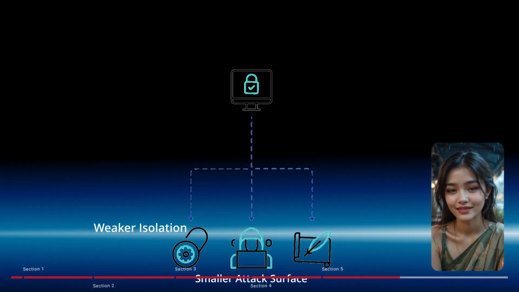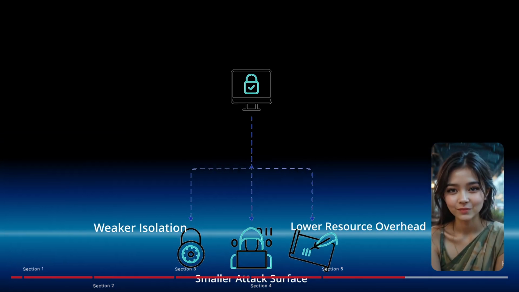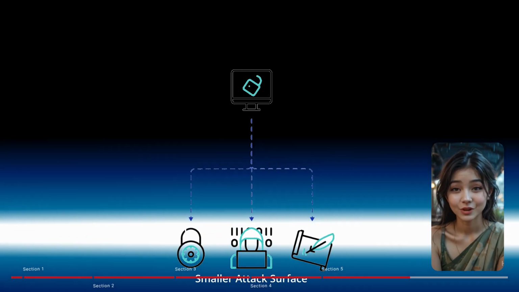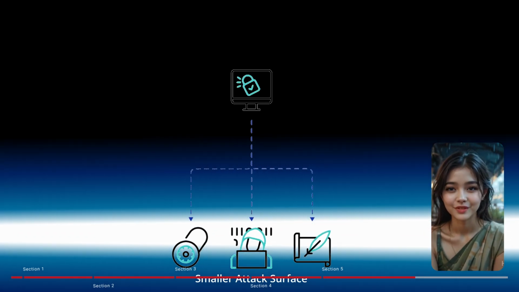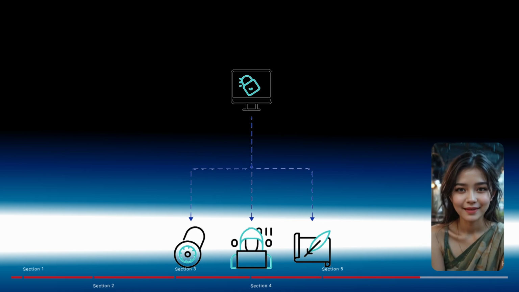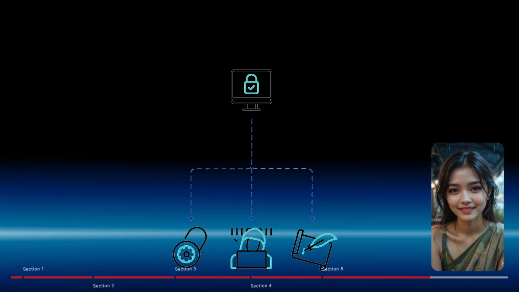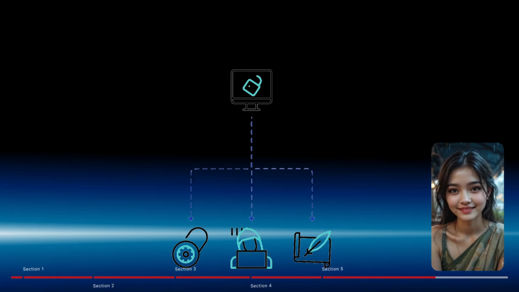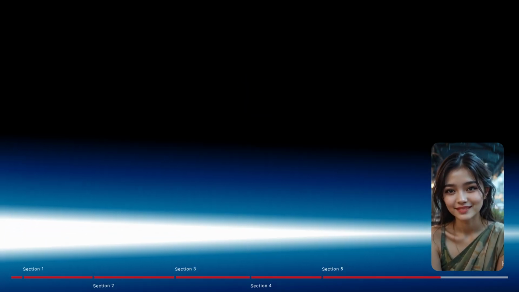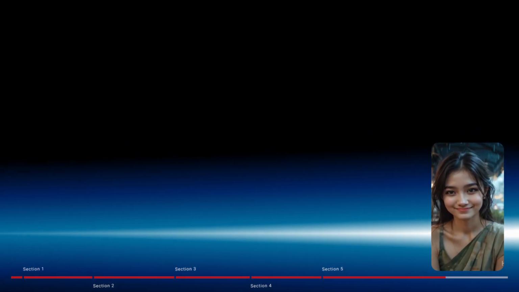Containers share the host OS kernel, making them lighter but also potentially less secure. If there's a kernel vulnerability, all containers could be at risk. But don't worry. By following best practices, like using namespaces and cgroups, you can secure containers effectively. Security is about managing risks based on your use case.